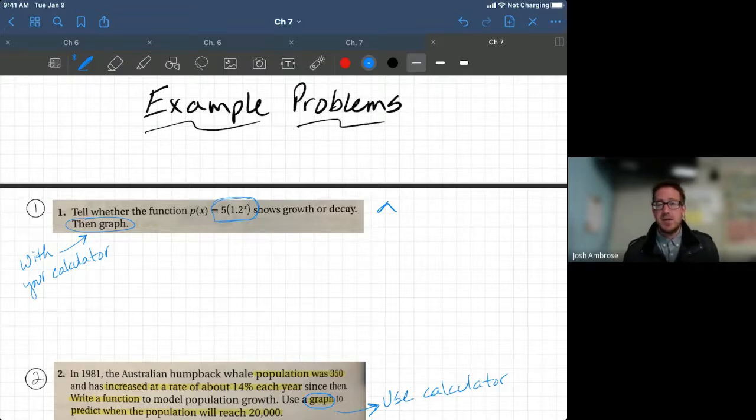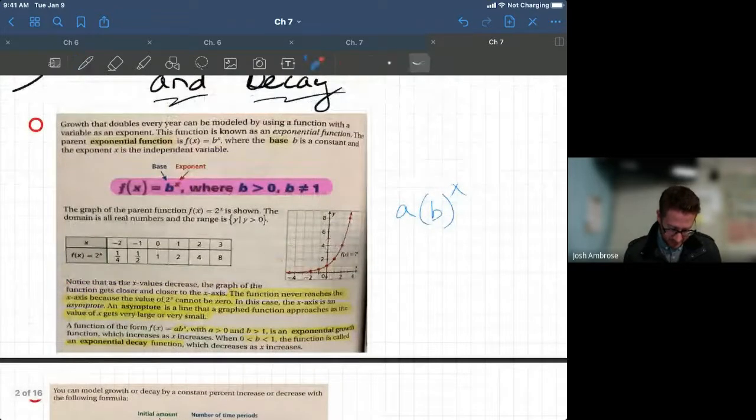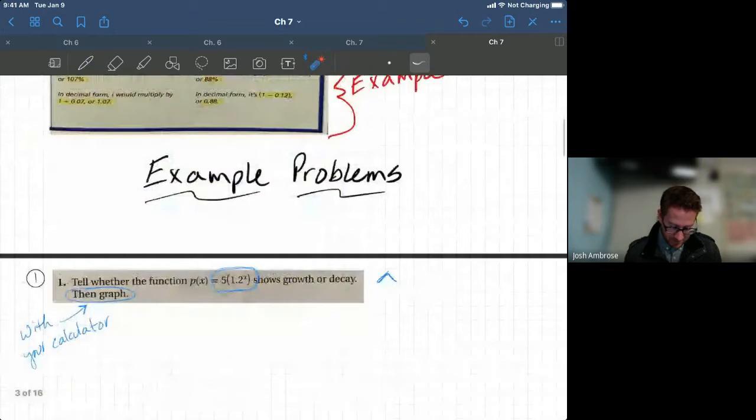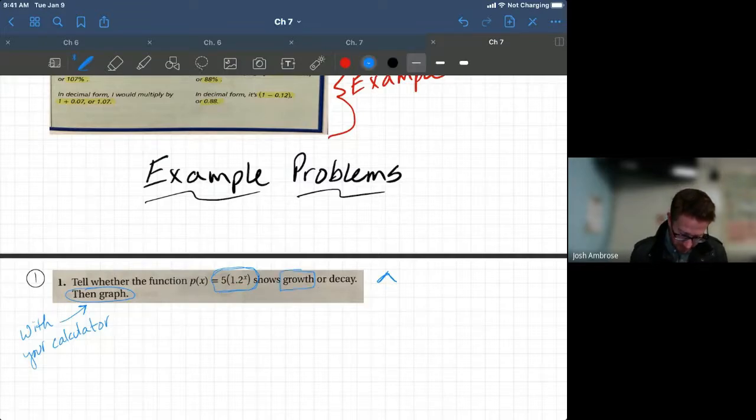Now, how do we determine if this is growth or decay? It goes right back up to this. Is a bigger than 0 and b bigger than 1? For this one, it is true. a is bigger than 0, b is bigger than 1. So therefore, this is going to be a growth.